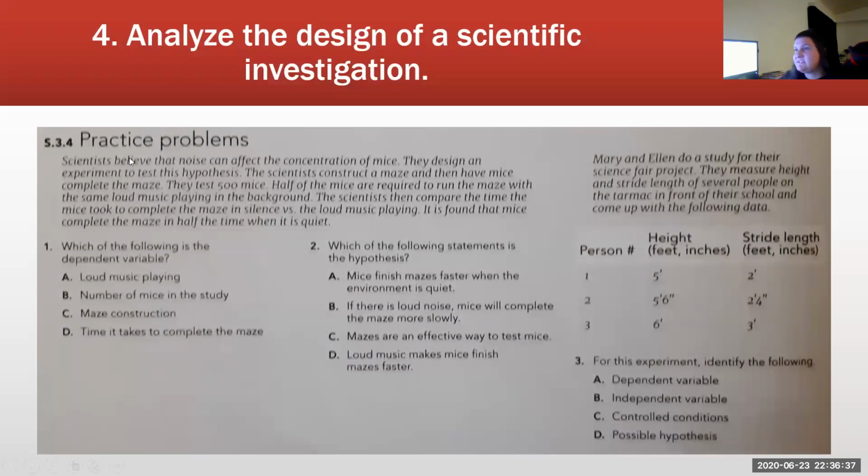Again, I apologize for the photo. It didn't come out very well. I tried to even scan it. It didn't work, so I'm just going to read it.